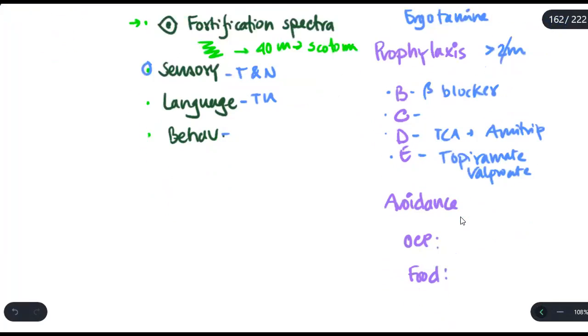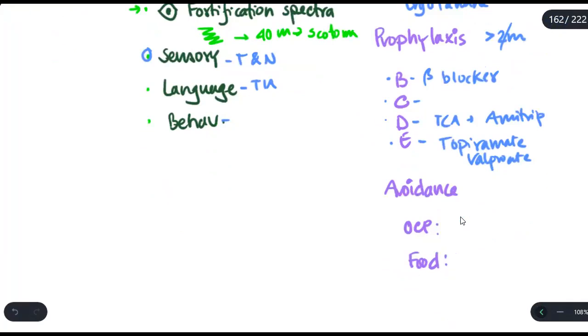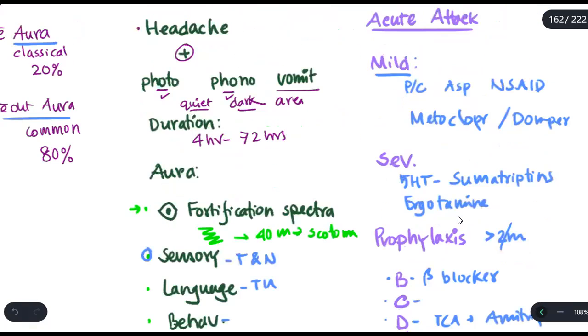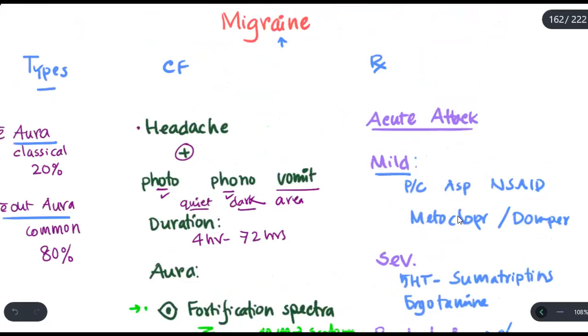It's important to teach them to avoid some important triggers, such as patients, especially female with aura, should avoid taking OCPs containing estrogen, and avoidance of food such as red wine, cheese, and chocolate usually decreases the rates of migraine headache.